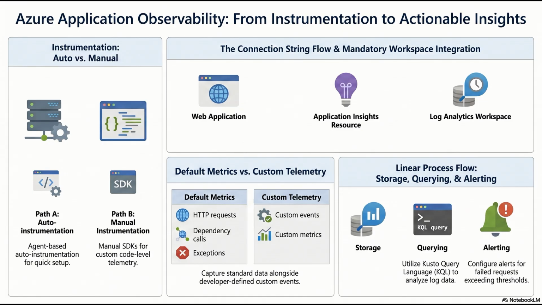Exactly. But how does the application actually talk to this intelligence layer? The OS agent is just a daemon running in the background. My application code is isolated, so how do I bridge that? This requires manual instrumentation using application-specific software development kits, or SDKs. You, as the developer, actually implement the Application Insights SDK directly into your code base. Step by step, how do I do that? Well, for a .NET application, it is a NuGet package. For Python, it's a pip install. You add the library to your project, and then you provide it with a connection string.